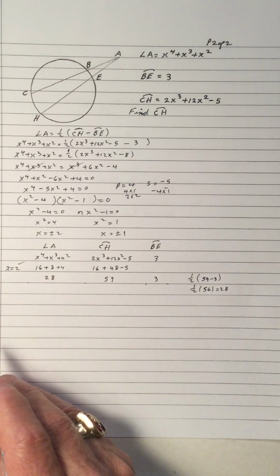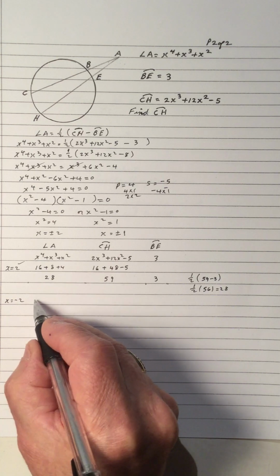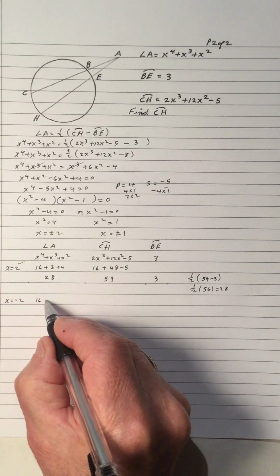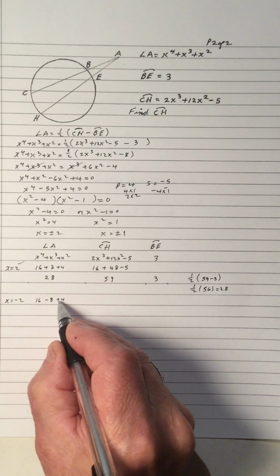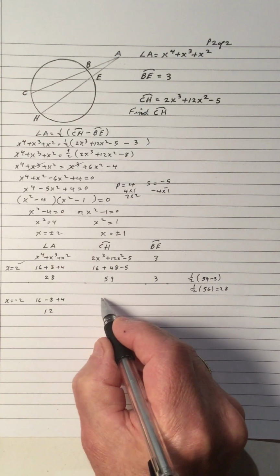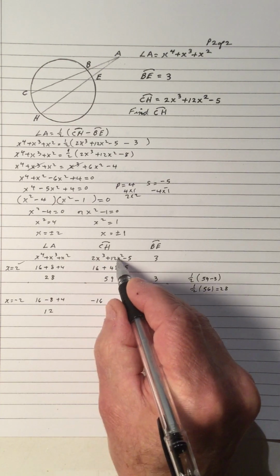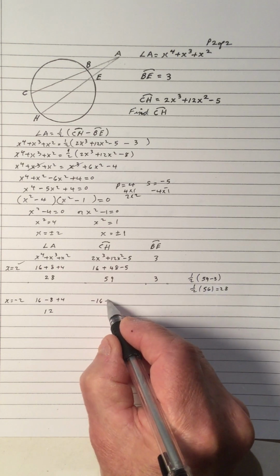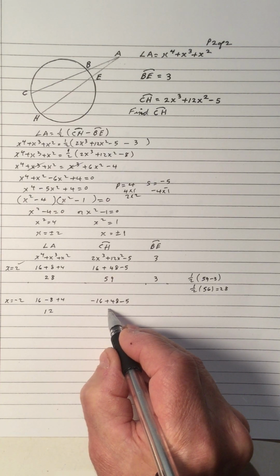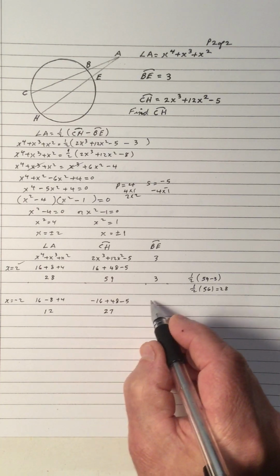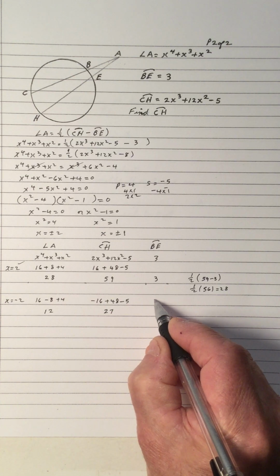So 2 is okay. Let's try a negative 2. Negative 2 to the 4th power is 16. Negative 2 cubed is negative 8. Negative 2 squared is a 4. So that's a 20 minus 4. I have a 12. Now put a negative 2 in here. That's a negative 8 times 2 is negative 16. Negative 2 squared is 4. Still get the 48. And minus 5. So when you work that out, you get a 27. So 21 subtracted from 48 is 27, and we have a 3.